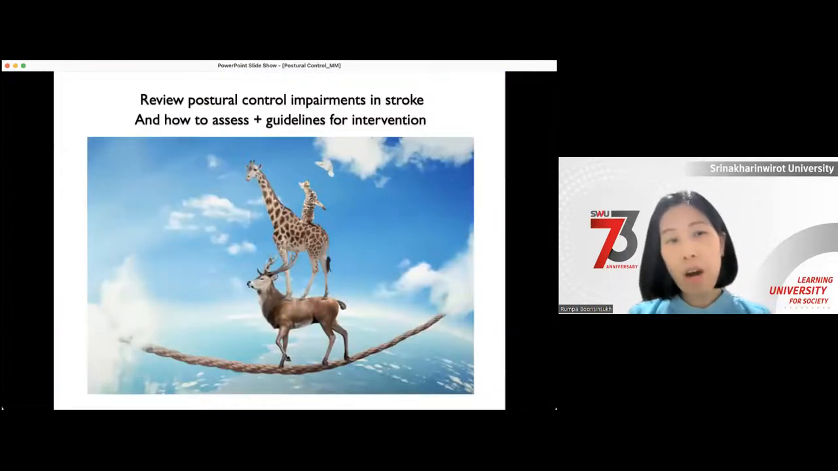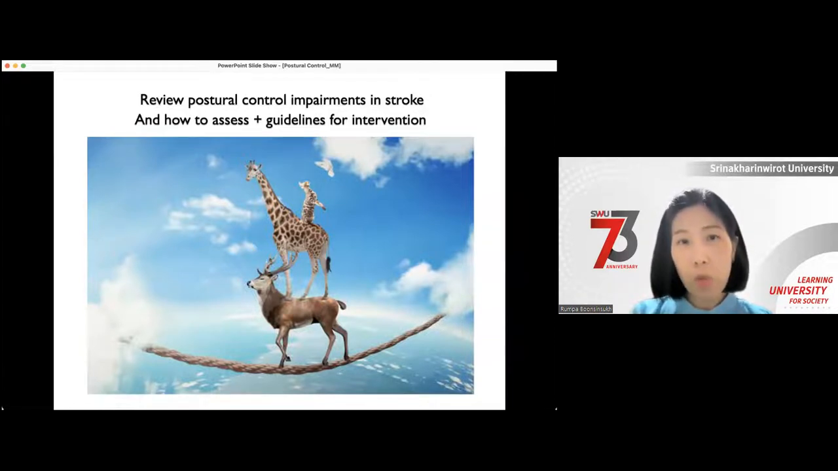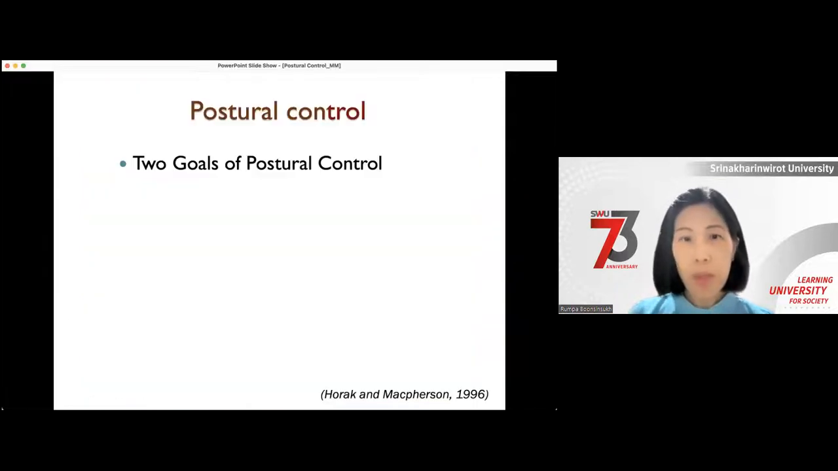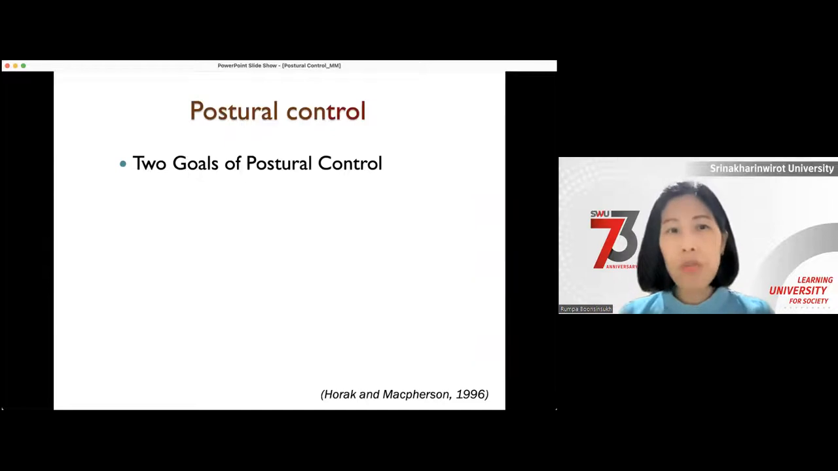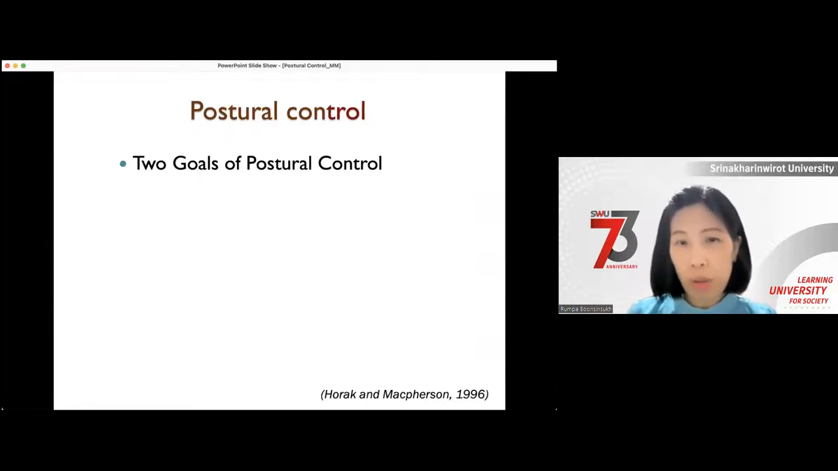Now, the talk about postural control today is going to be in two parts. Part one is the lecture, a review about the postural control impairments in stroke. Then I will go into the assessment and the guideline for intervention of stroke patients who have postural control problems. So when we talk about postural control, you probably already know there are two goals of postural control.